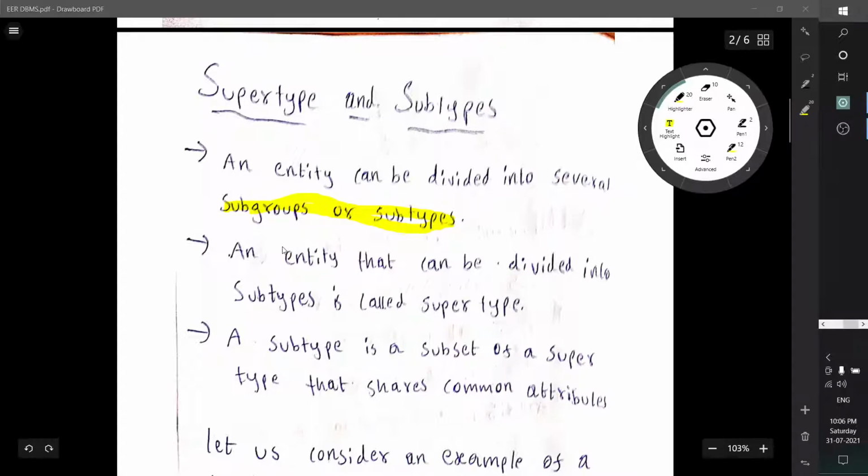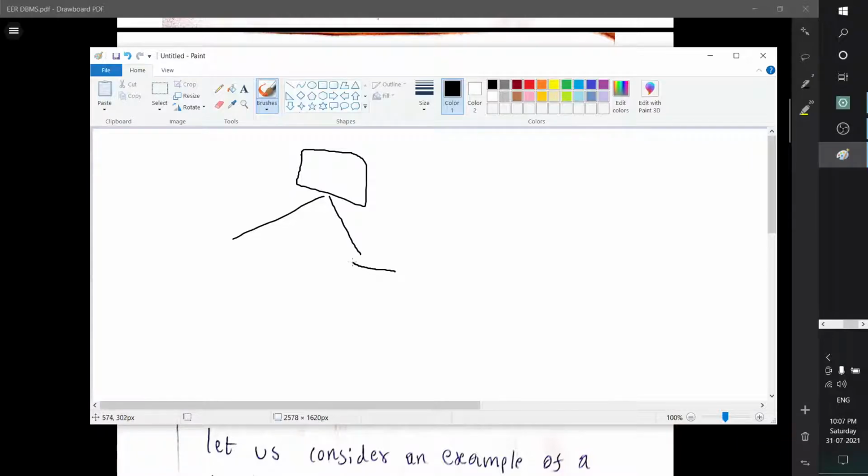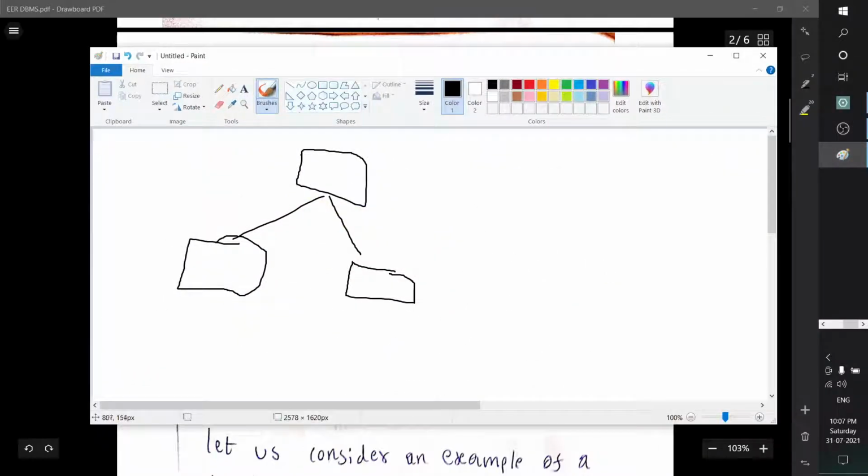Don't worry guys, subtypes in the sense we can say this is a main one and these can be called the subtypes. These two can be called subtypes or subgroups. An entity that can be divided into subtypes is called a supertype. That is, this can be called a supertype.